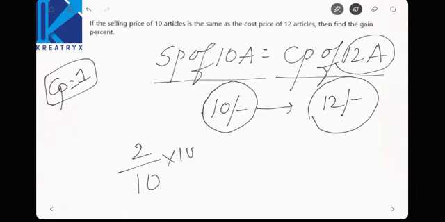That is nothing but equal to how much? 20%. Your gain percentage is 20%. See here, 10 articles cost you only 10 rupees, but you sold them at 12 rupees, so you gained 2 rupees, right?